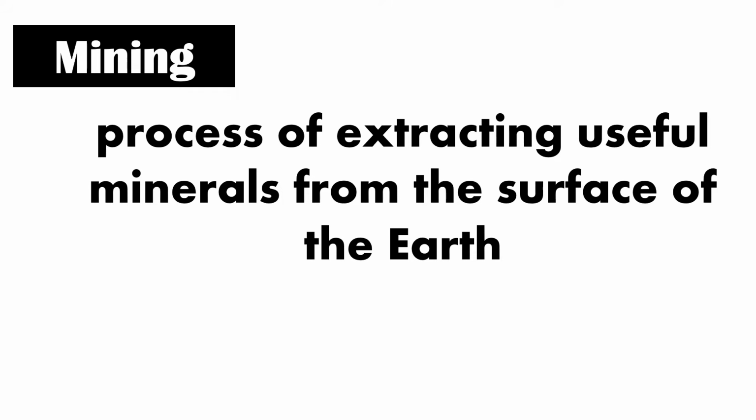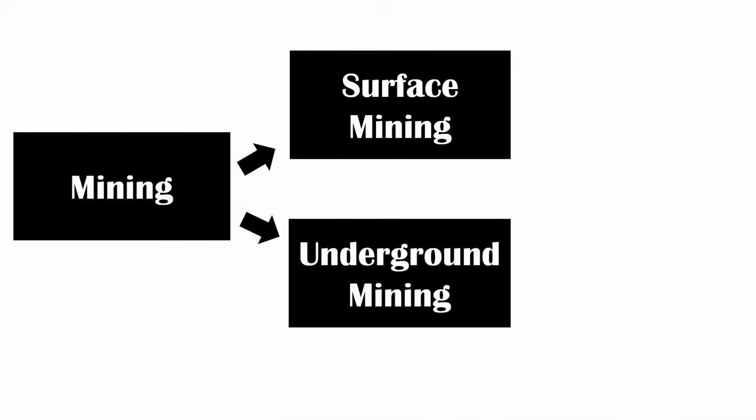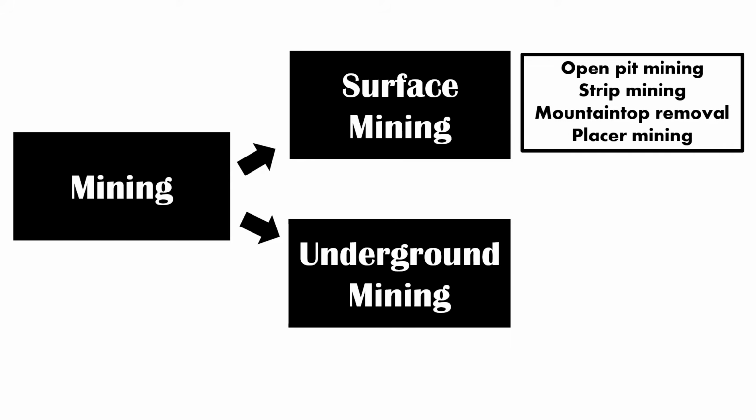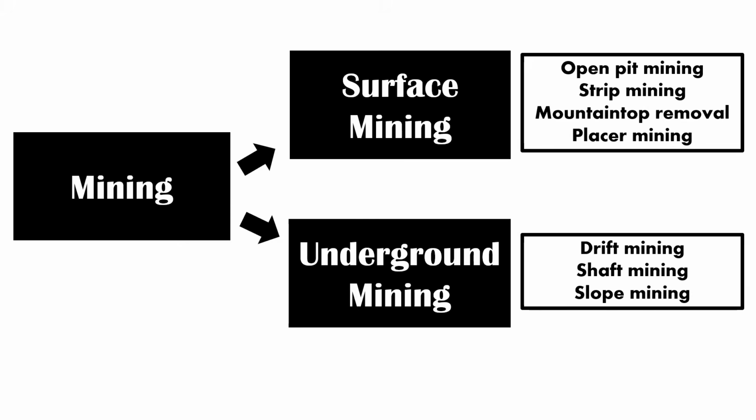Let us first define mining. Mining is the process of extracting useful minerals from the surface of the earth. And now, we can say that there are two major types of mining. Mining could either be classified as surface mining or underground mining. Then, sakop ng surface mining, you have different types such as open pit mining, strip mining, mountaintop removal, and placer mining. On the other hand, drift mining, shaft, and slope mining belongs to underground mining.